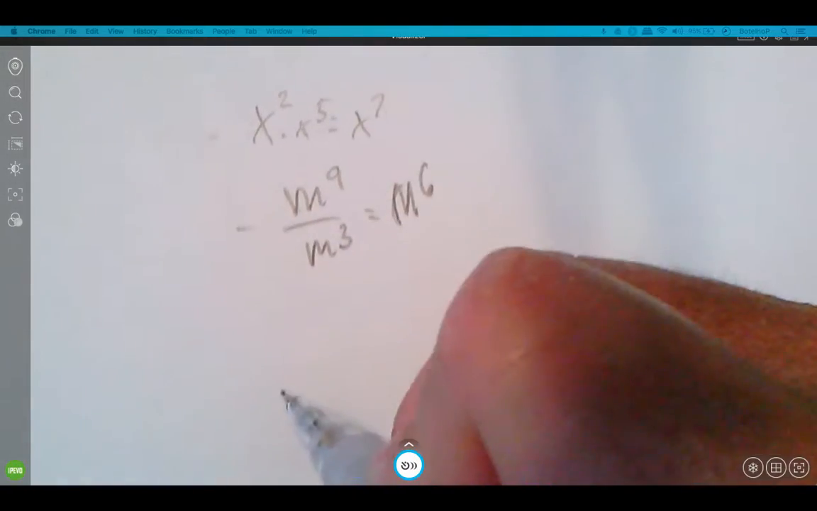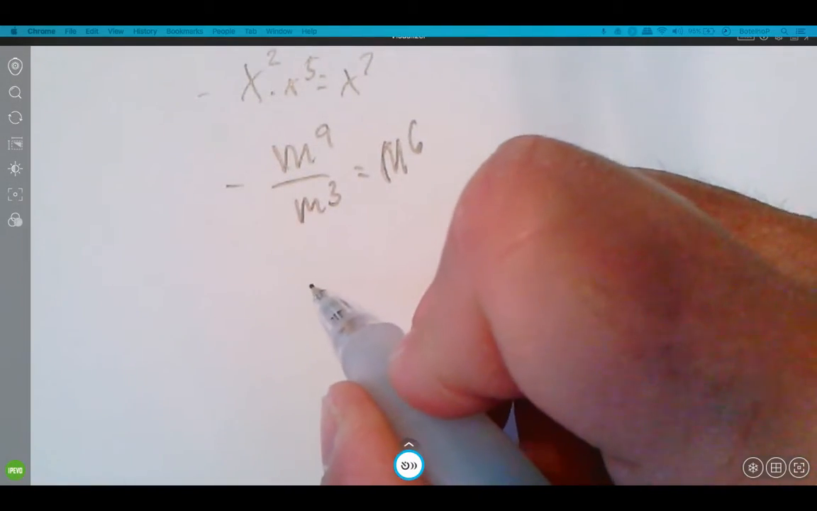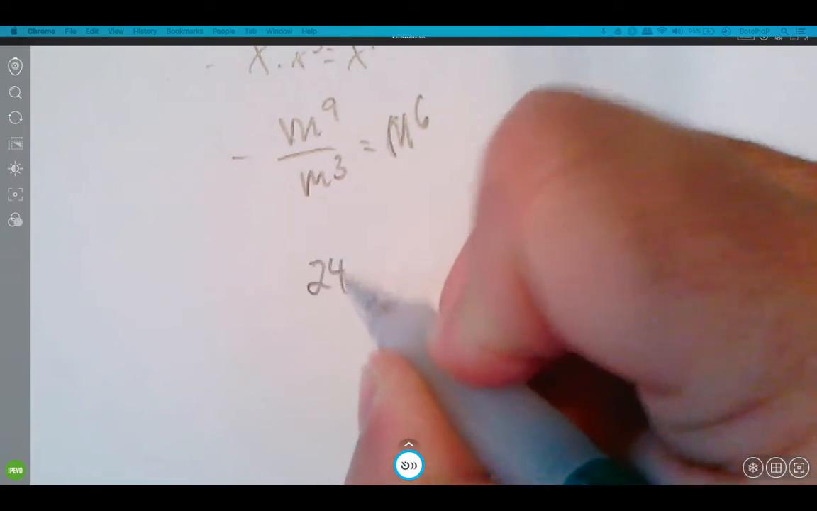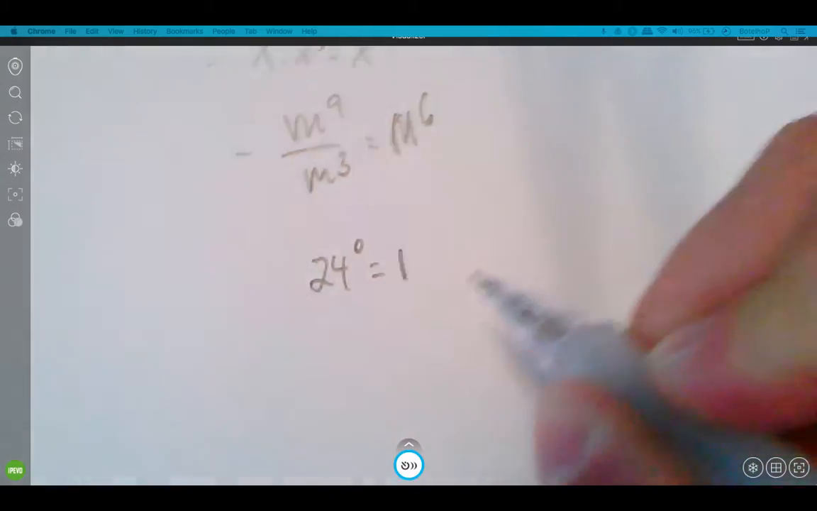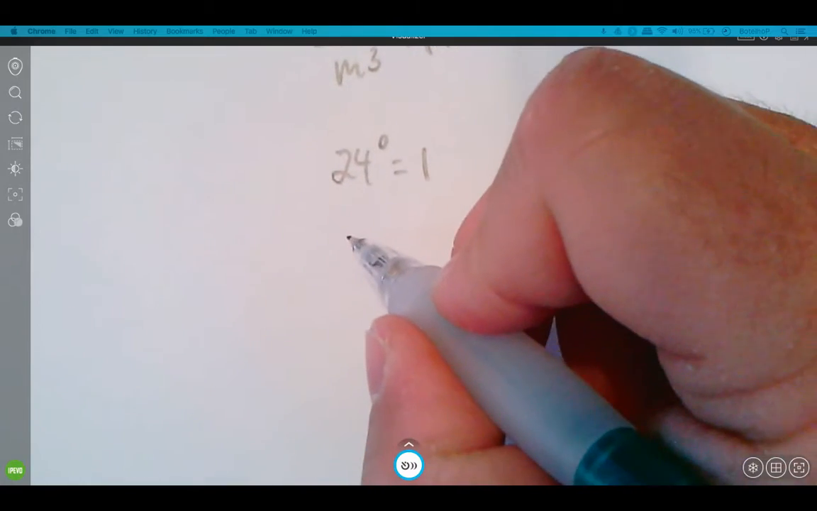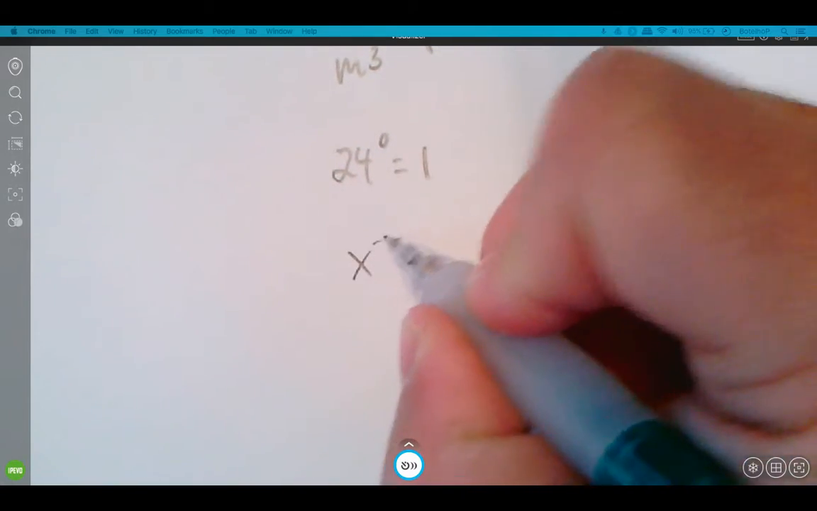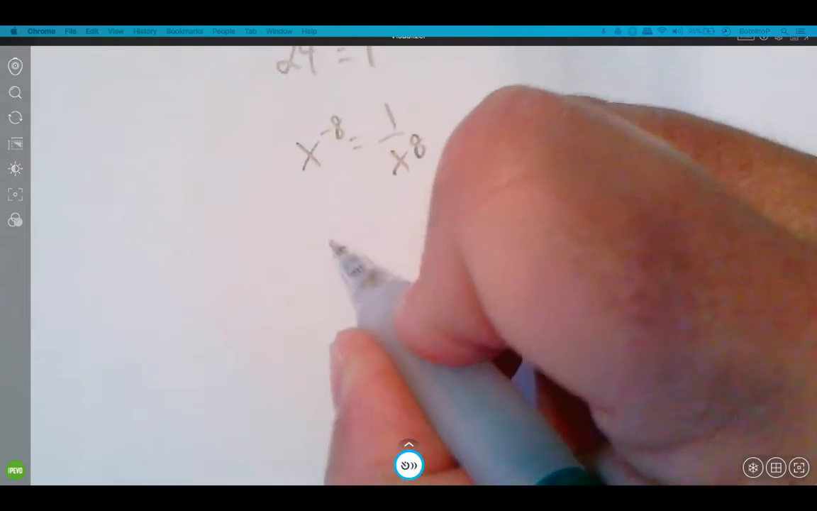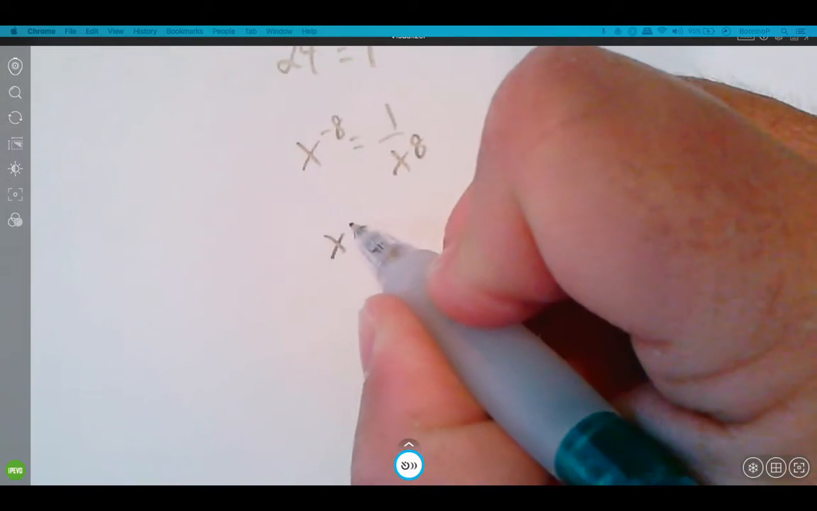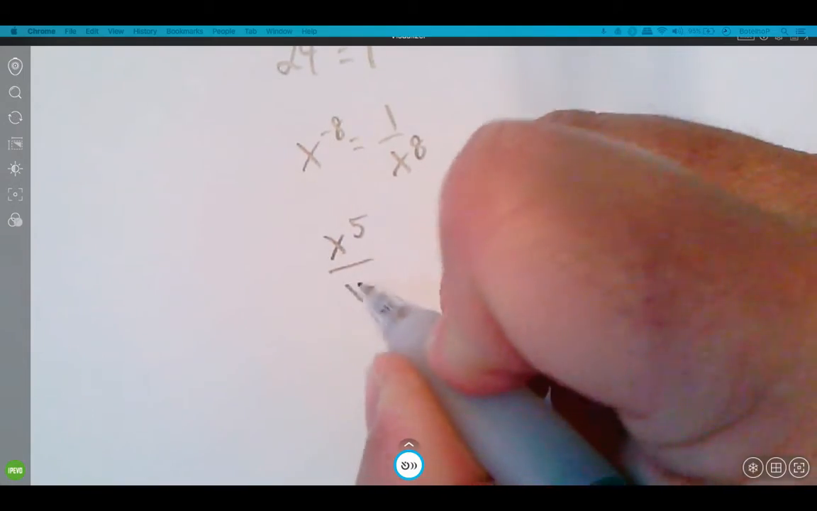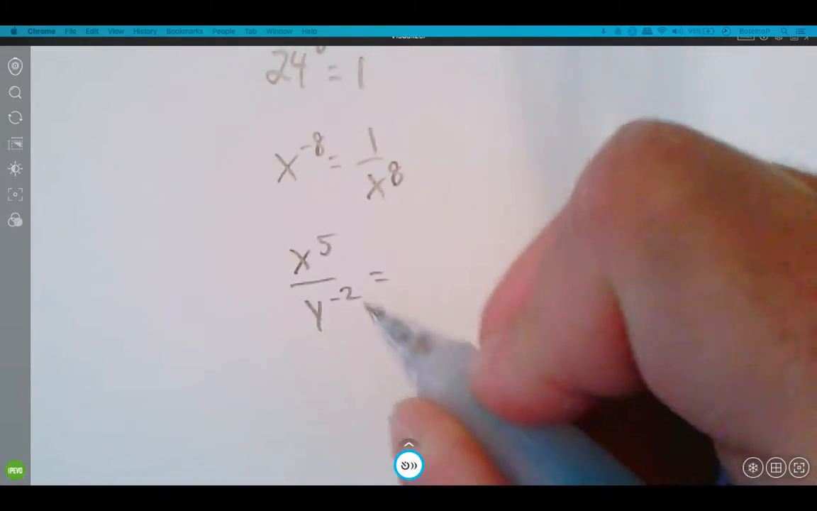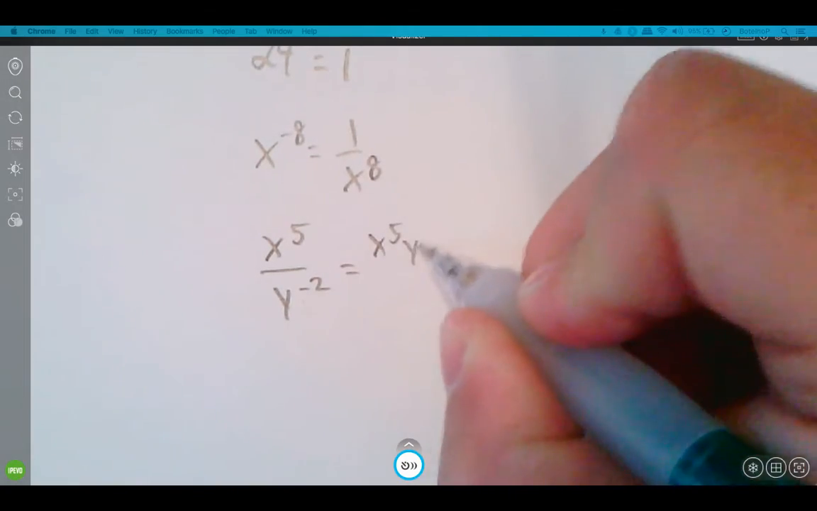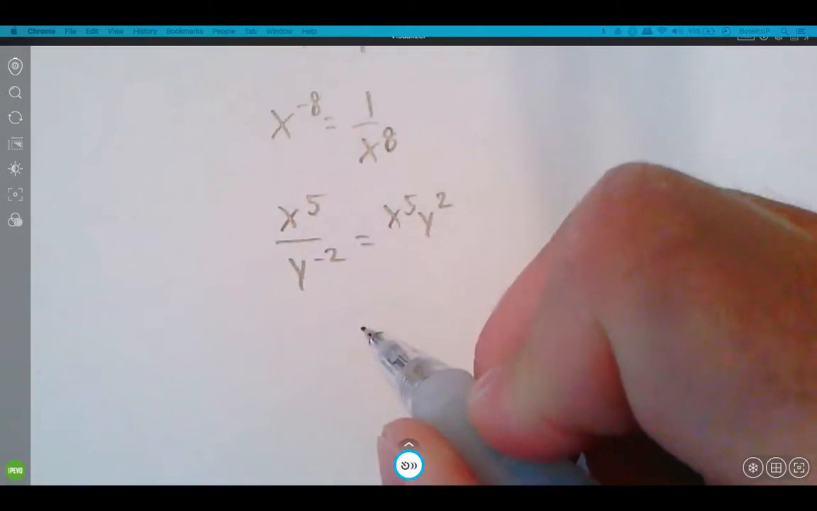The other rules we learned: anything to the power of zero, like 24 to the power of zero, is 1. We also learned the negative exponent rule, where if you have x to the negative 8, it's really 1 over x to the positive 8. Or you could have x to the fifth, y to the negative 2, and that just brings it up to the top. You'd have x to the fifth, y to the positive 2 up top.